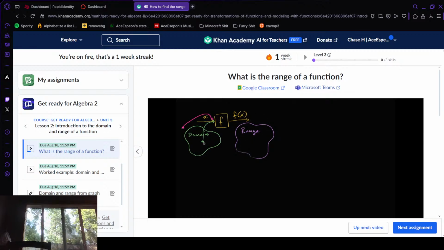So you input something from the domain, it's going to output something, and by definition, because we've outputted it from this function, that thing is going to be in the range. And if we take the set of all of the things that the function could output, that is going to make up the range. So this right over here is the set of all possible outputs. So let's make that a little bit more concrete with an example.